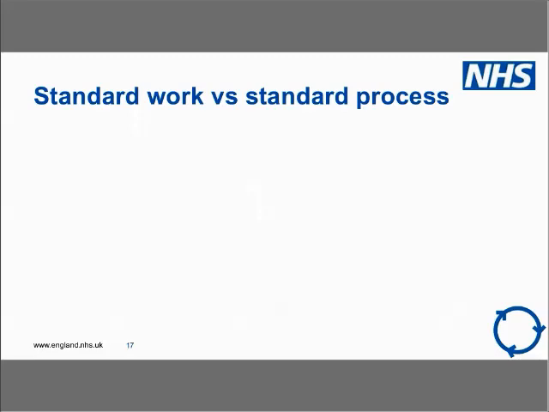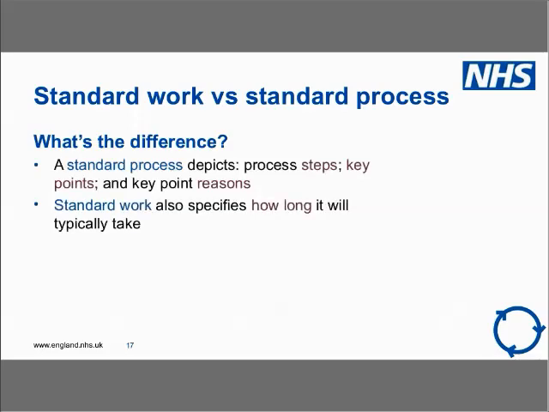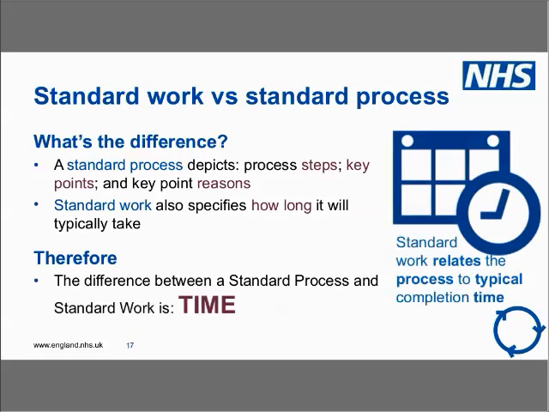We can think about how standard work can start to remove some of that variation. And we'll think a little about the difference between standard work and standard process. A standard process is an important part of standard work. It helps us to depict the process steps, basically how we do it, what the key points are, why we do it that way, and the key point reasons why it's important. Standard work also specifies how long it will typically take to do a particular process. So the difference between standard process and standard work is one of time. Knowing how long a process is realistically going to take is an important part of that.